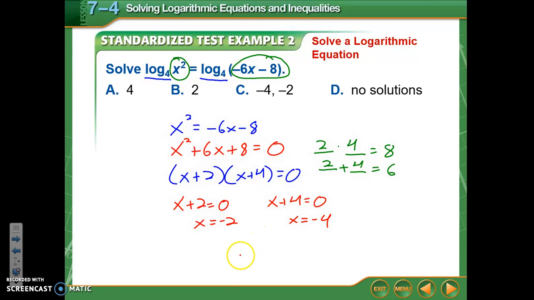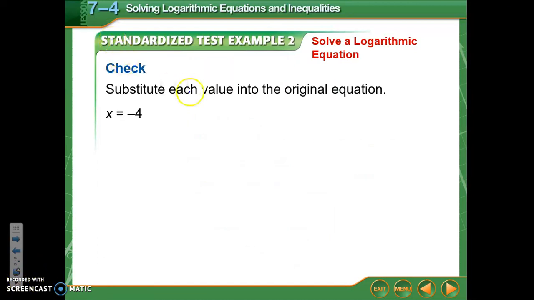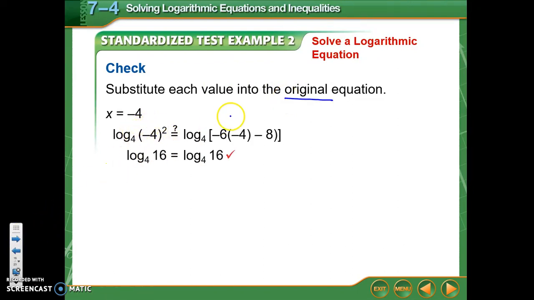But with a logarithmic equation, you should always check. It's really important to check, because remember that I'm not allowed to take the logarithm of a negative number, thinking back to the domain of logarithmic functions. So here we're going to check if x is equal to negative 4. I'm substituting into my original equation. So negative 4 quantity squared, that's log base 4 of 16. And on this side, I get negative 6 times negative 4, because negative 6x minus 8, and that gives me log base 4 of 16, so that works.